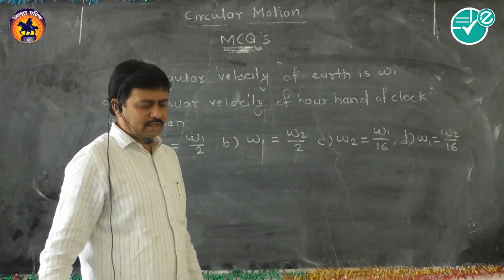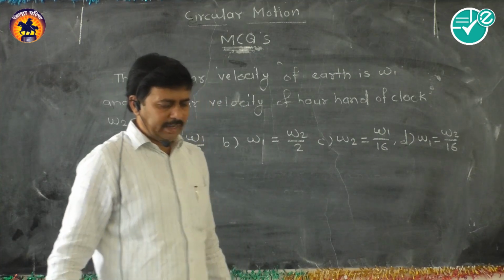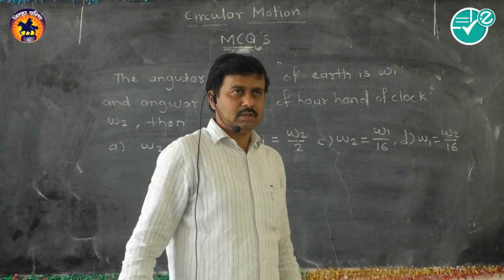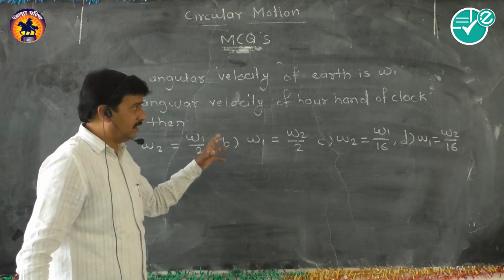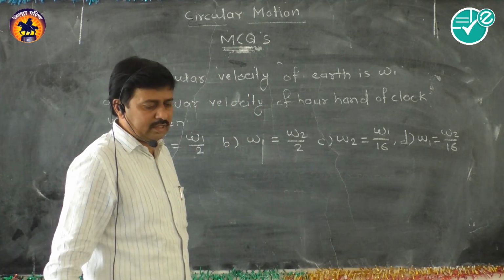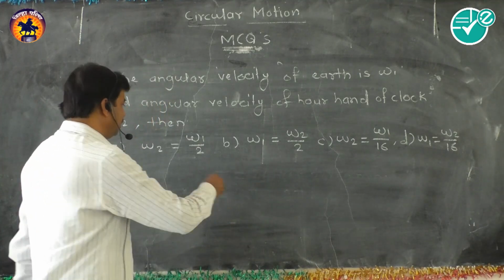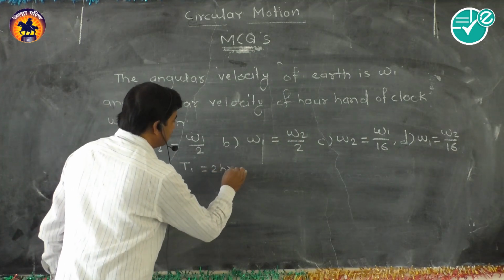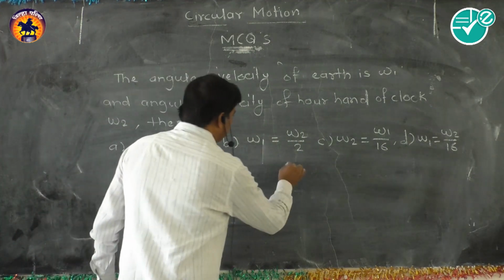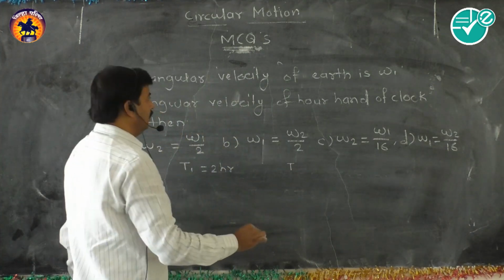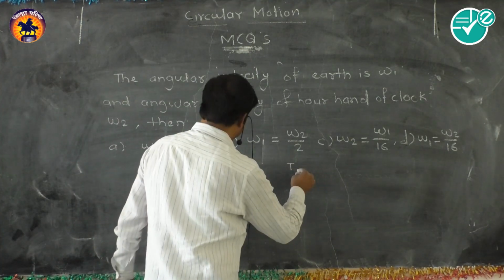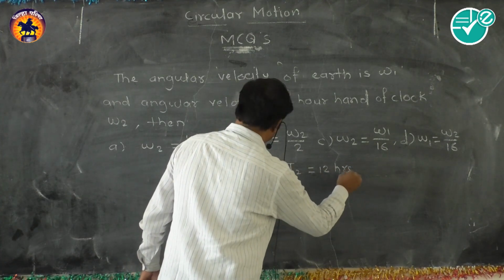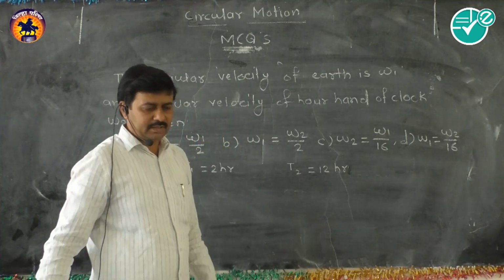So again here it is a comparison, it is the ratio of the two angular velocities. We know that the periodic time of both, the earth and the hour hand, is known to us. The periodic time of the earth is 24 hours, that is T1 equals 24 hours, and the periodic time of the hour hand will be 12 hours.